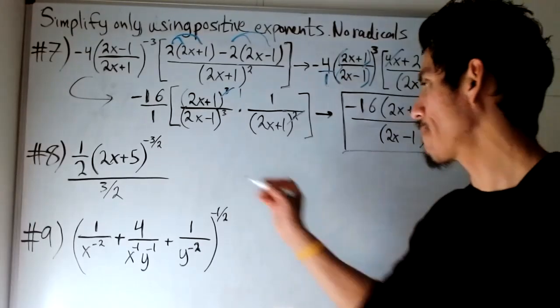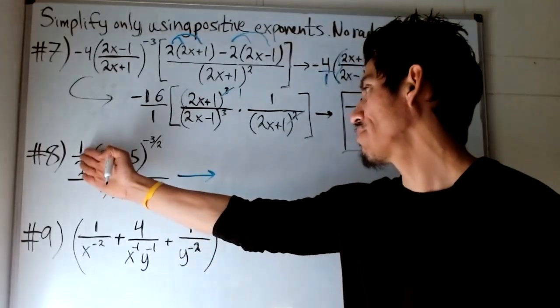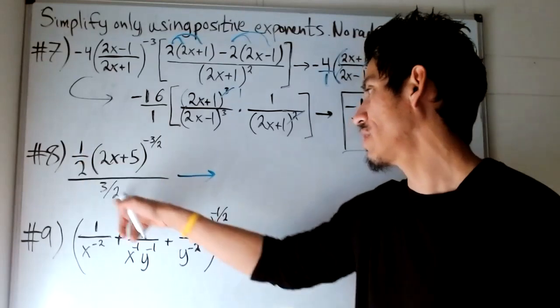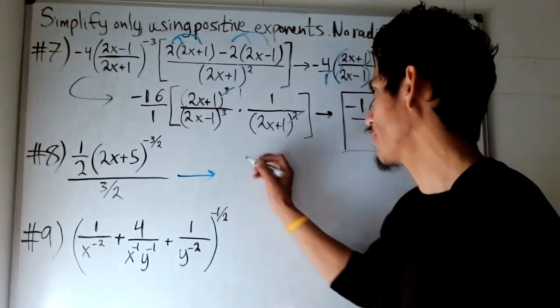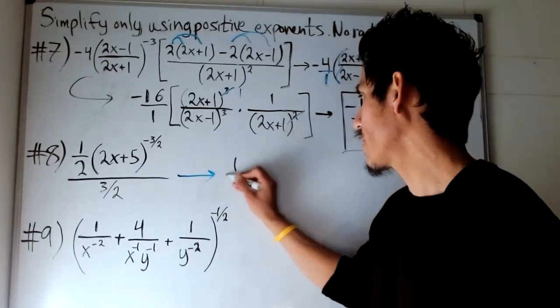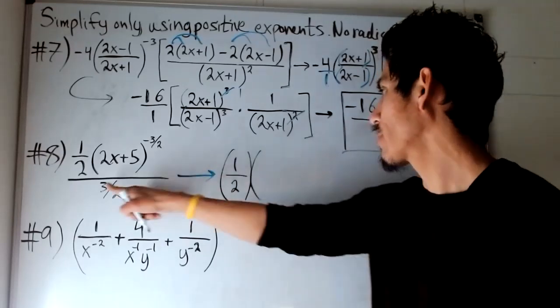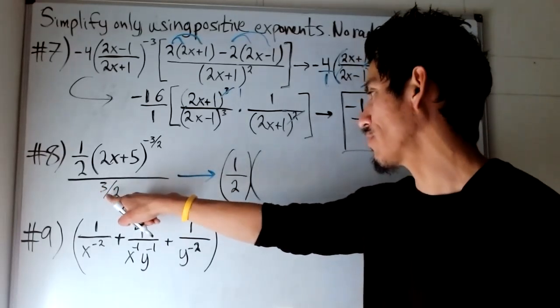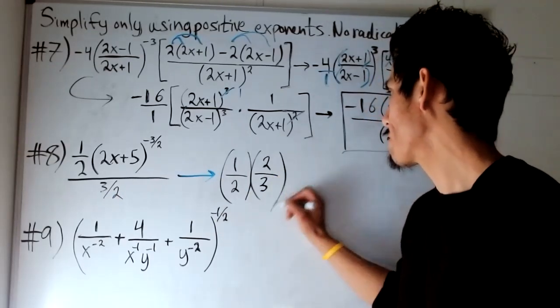All right, the next one. This is actually pretty simple. This is just, again, a coefficient. So this is equivalent to 1/2 times the reciprocal of 3/2, or times 2/3.